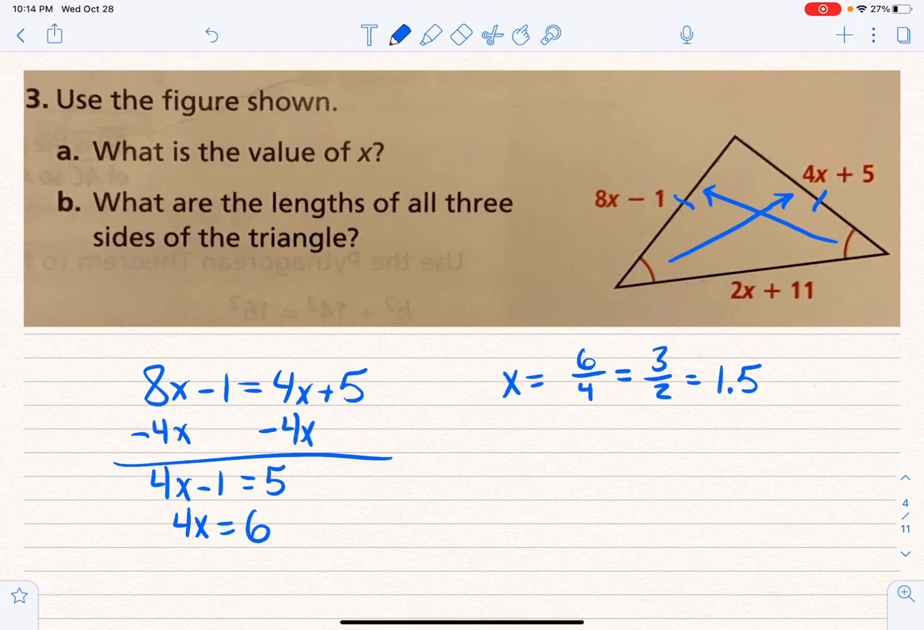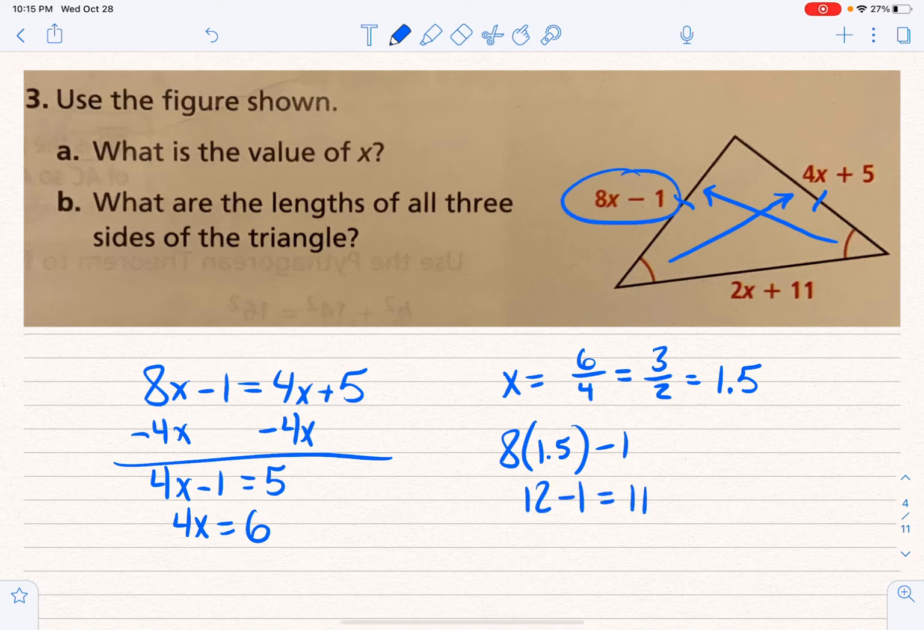You can take this value and plug it back in, and make sure that everything works. Okay, so up here, I would say I want 8 times 1.5 minus 1. Well, 8 times 1.5 is 12. Minus 1 would give me 11. So this side right here is 11. The other one says, well, 4 times 1.5 plus 6. Well, 4 times 1.5 plus 5, not 6. Okay. 4 times 1.5 is 6. I add 5 and I get 11.